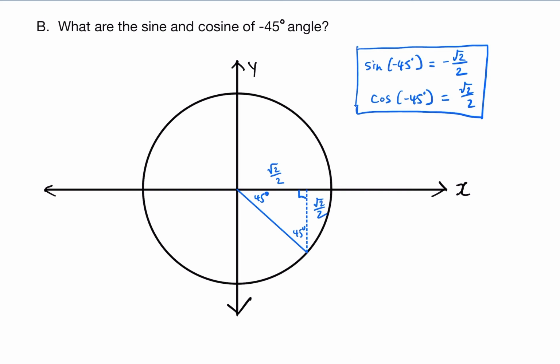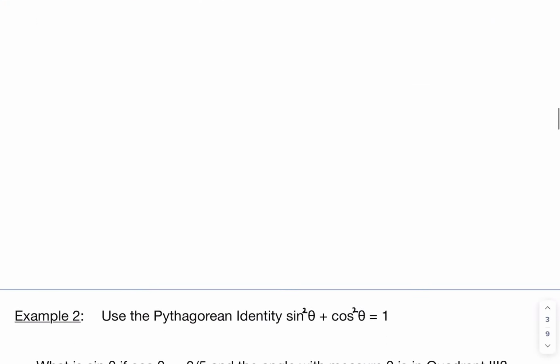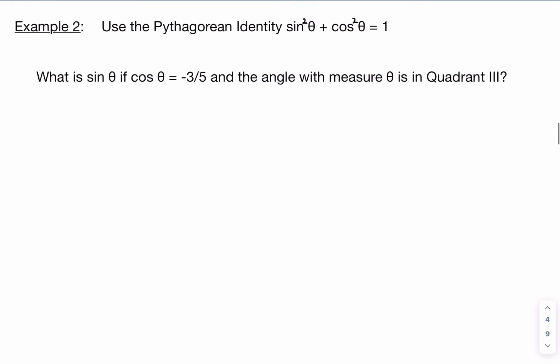Okay, now let's move on to a different example with a different variation. Okay, so here we are going to use the Pythagorean identity, which is sine squared theta plus cosine squared theta equals 1, to solve this next problem. Okay, so the question here is, what is the sine of theta if cosine theta is negative 3/5 and the angle with the measure theta is in the third quadrant?